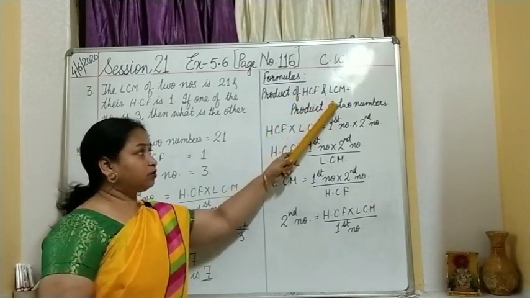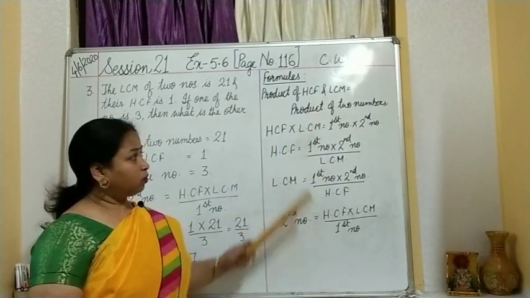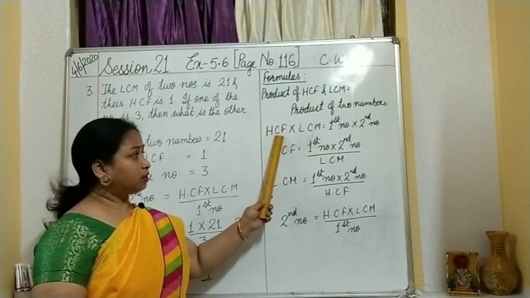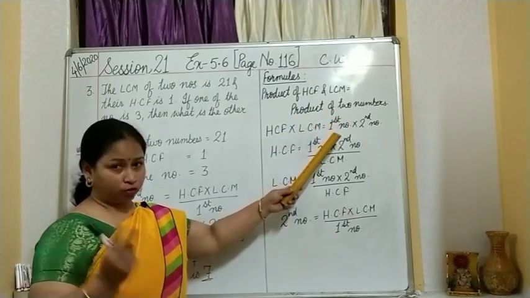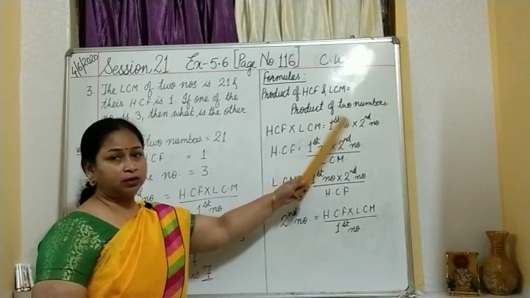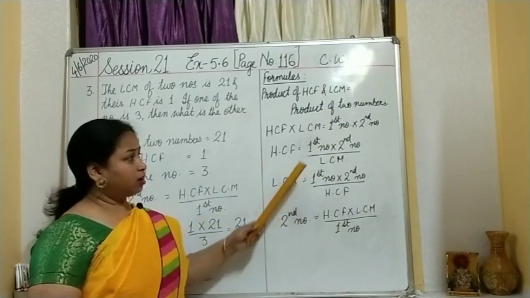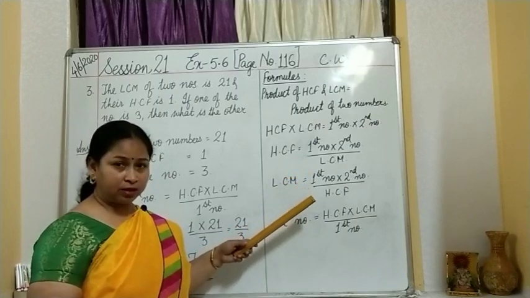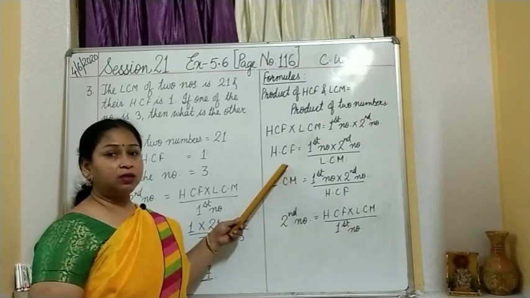Product of HCF and LCM is equal to product of two numbers. Okay, this can be written as HCF multiplied by LCM equals the product of two numbers. You are given two numbers, first number and second number. Now sometimes you will see that you have got the first number, the second number and the LCM, and you are asked to find the HCF.